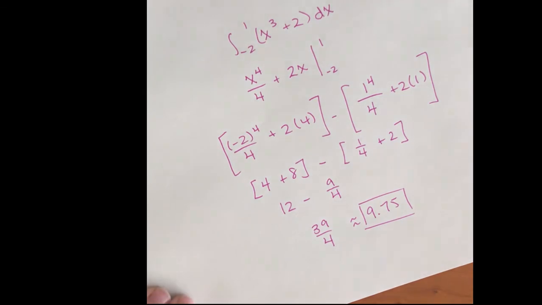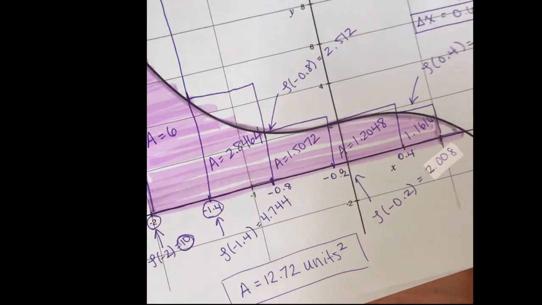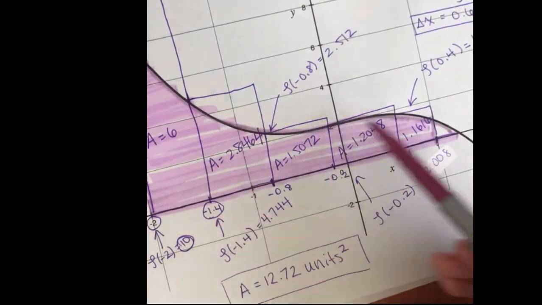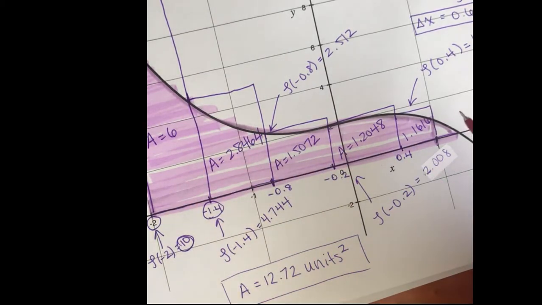If we go back to our approximation, we saw visually that this approximation was definitely over what the actual area is, and we got 12.72. So our approximation makes sense with what the actual value is.